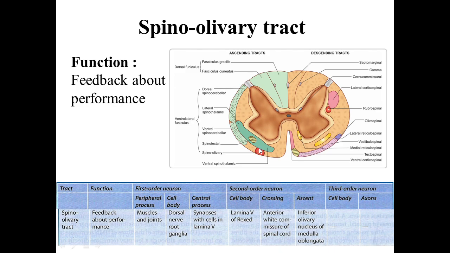So this is the spino-olivary tract, and then from here the fibers ascend to the inferior olivary nucleus of medulla oblongata. So this is spino-olivary tract conveying feedback about performance sensation.